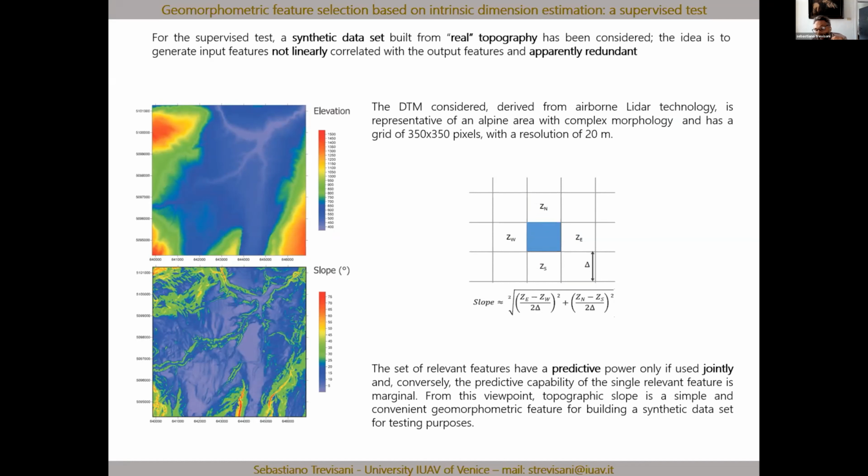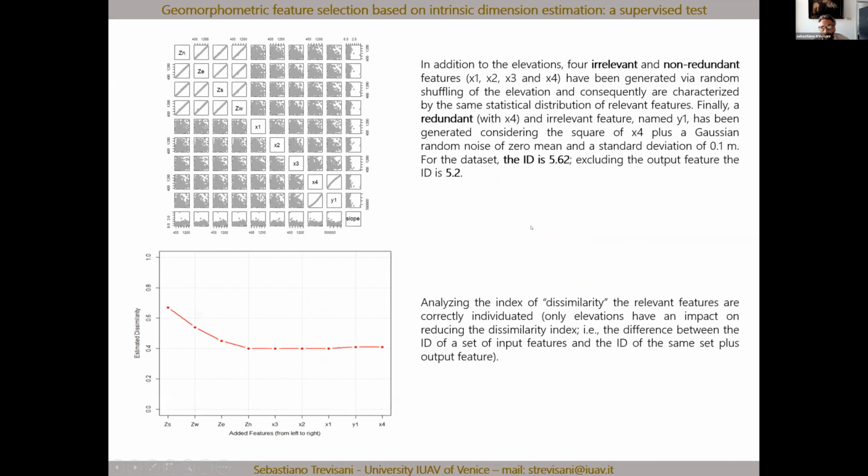So for this reason, I used as output feature the slope computed with the simple formulation that you see here, and as relevant input features, the elevation on the 4 nodes. Then we generated other input features, irrelevant and non-redundant, and also other irrelevant features but redundant with the other one. Here you can see the scatter plot matrix of all the features. So we have 9 input features and 1 output feature, which is the slope.